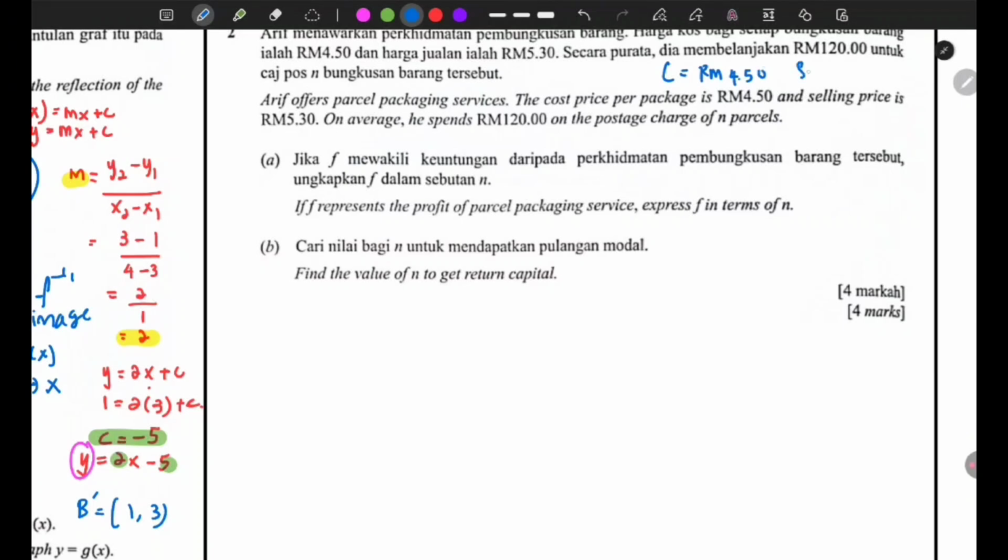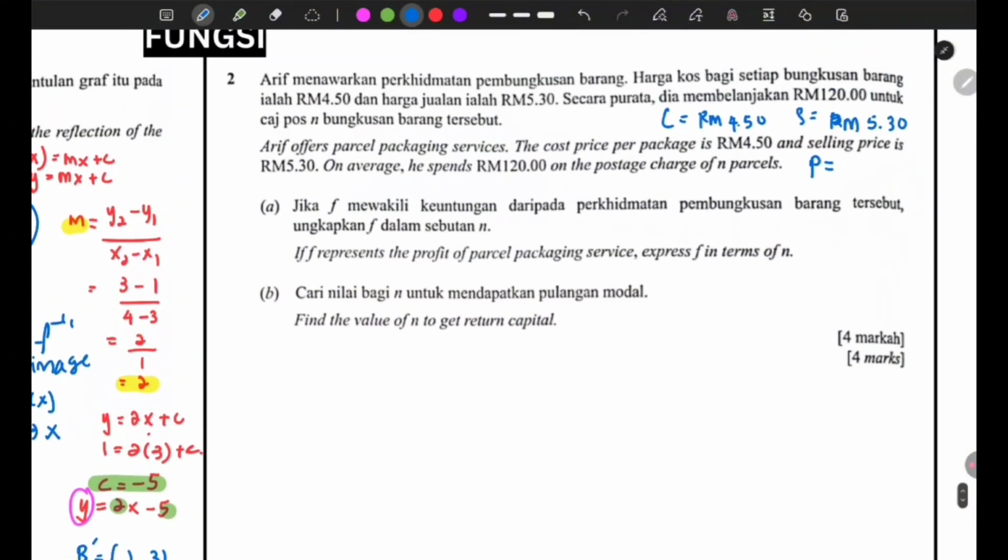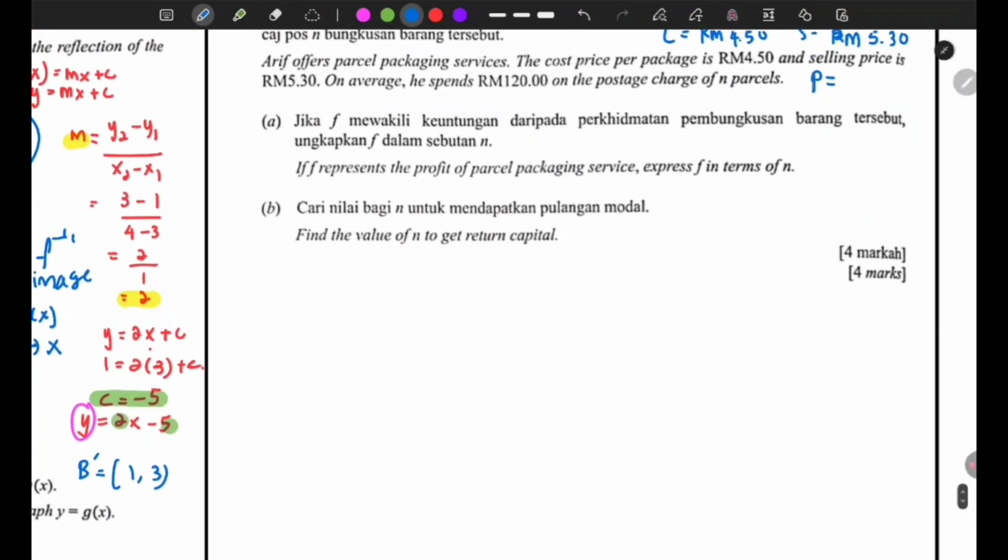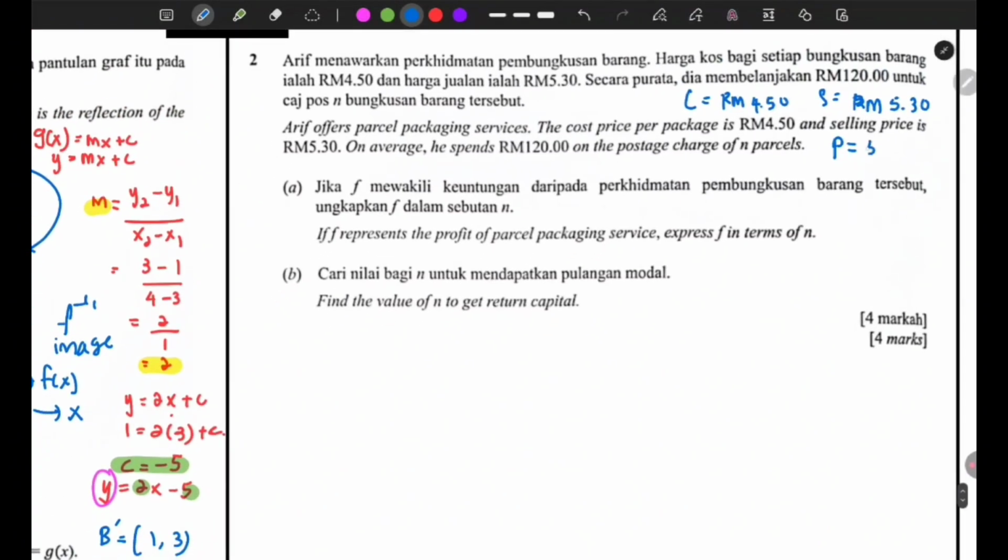And the selling price is 5 ringgit 30 cent. So what do you think the profit that he gained in just one package? You minus lah, correct or not? So 5.30 you minus the 4.50. Should be getting how much? 5 minus 4, 30 minus 50. Sorry, my math is so weak. 80 cent. So 0 ringgit 80 cent is the profit that you will see for one package.